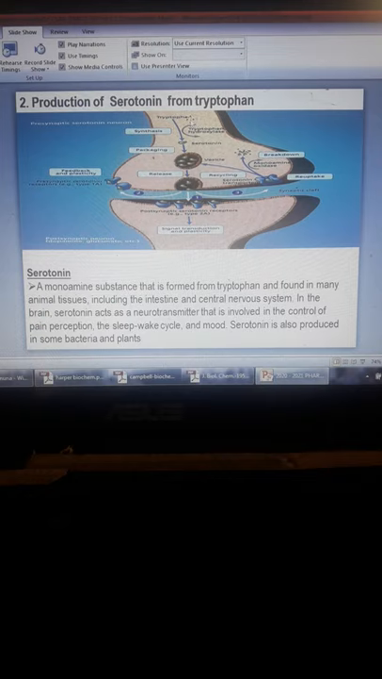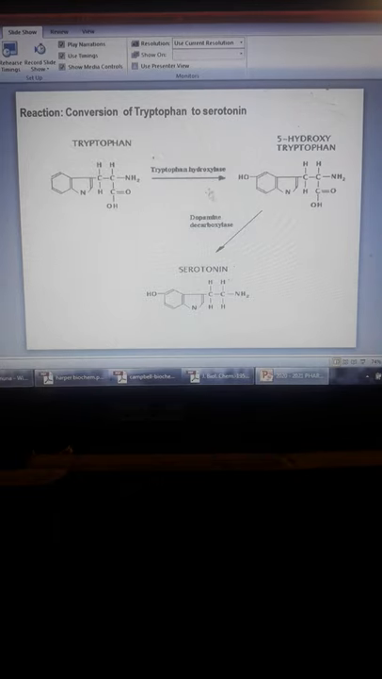So, tryptophan is converted to serotonin by the hydroxylation process, acted on by tryptophan hydroxylase enzyme. Okay, so try to see. Tryptophan is converted to 5-hydroxytryptophan, 5-HT, by tryptophan hydroxylase enzyme.